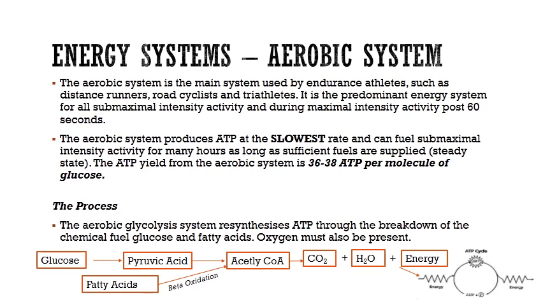Let's have a look at the process. So as I said, oxygen needs to be present. And in the presence of oxygen, what we do is we take glucose. It once again is broken down into pyruvic acid. But whereas in anaerobic glycolysis that pyruvic acid was converted into lactic acid, this time it's not. It's converted into acetyl-CoA. That is essentially converted into carbon dioxide. As a byproduct, we also produce water and we also produce energy.